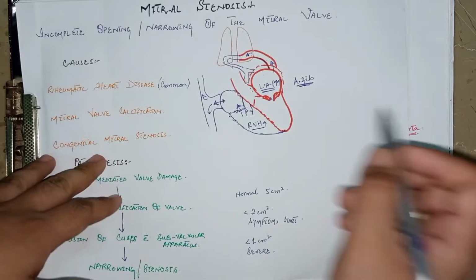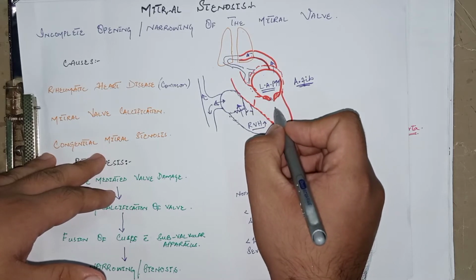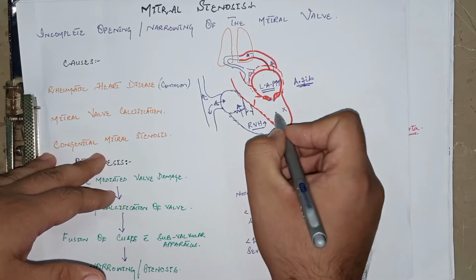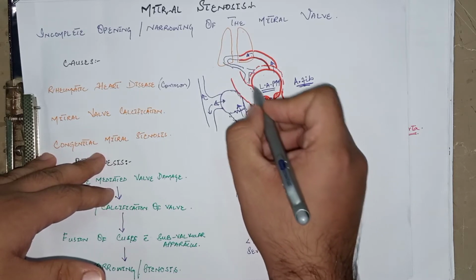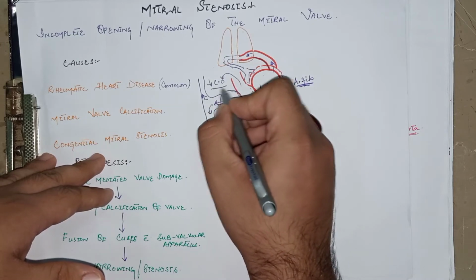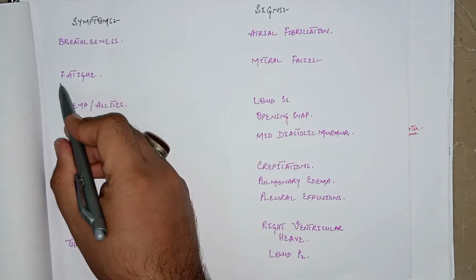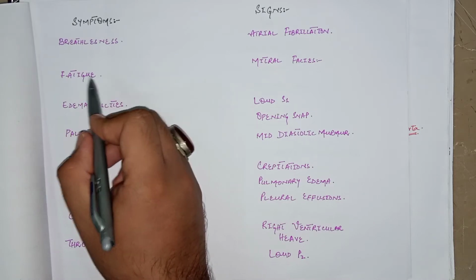As we have discussed previously, due to stenosis, the filling of the left ventricle during the diastolic phase will not occur properly, and there is a reduced amount of blood within the ventricle during the diastolic phase. Due to this reason, there is reduced cardiac output, and due to this reduced cardiac output, fatigue occurs in these patients. This is the most common symptom or the most common clinical presentation in these patients.